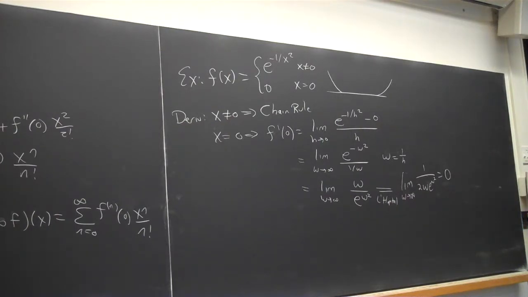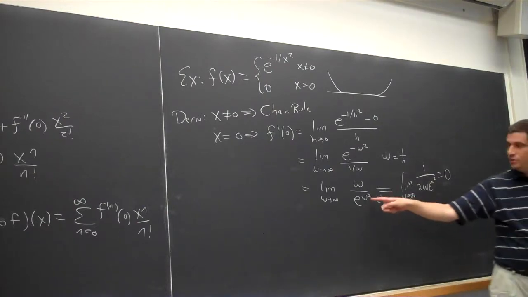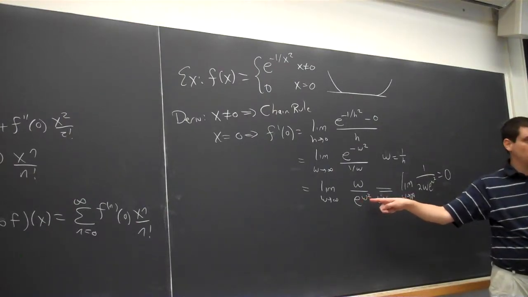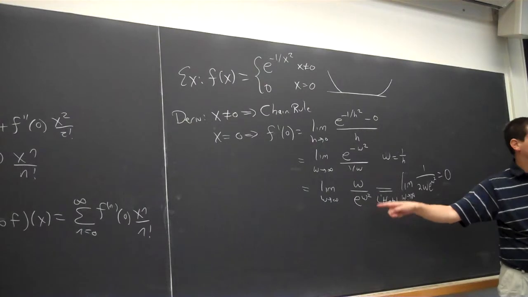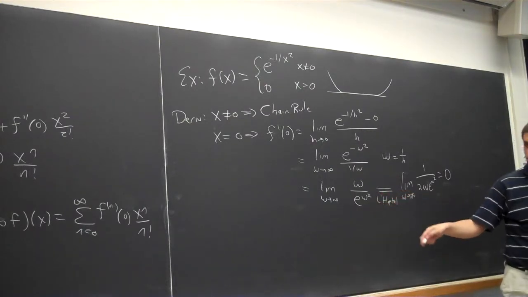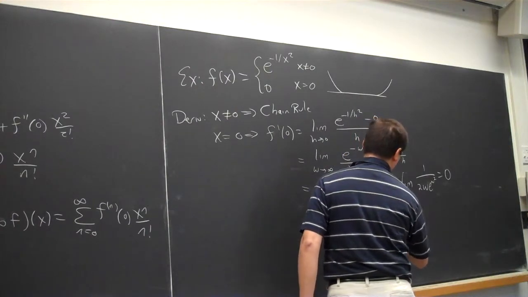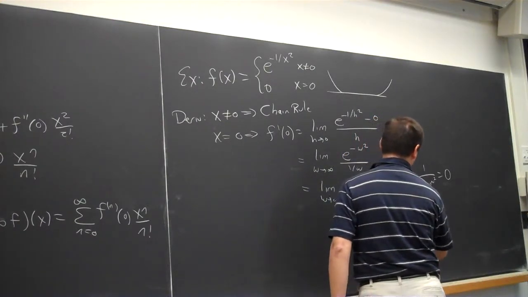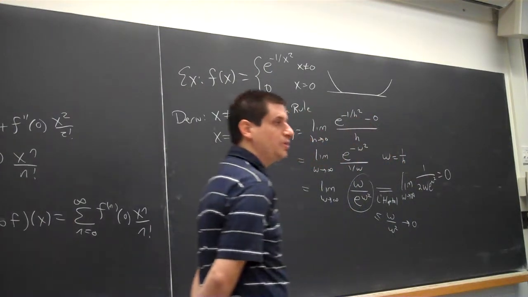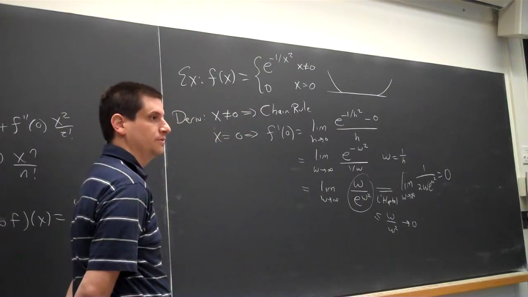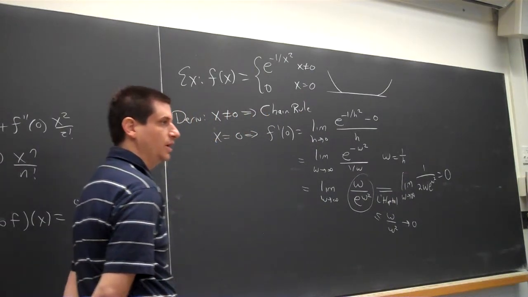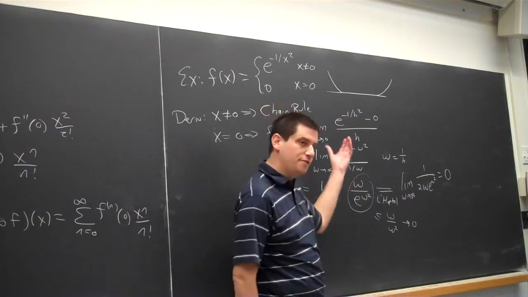We actually don't need to use L'Hopital. Another thing we could do is say, well look, e to the w squared is 1 plus w squared plus dot dot dot. So this expression here is less than or equal to w over w squared, and that goes to 0. So we actually don't need L'Hopital. Okay? So we've shown that the first derivative is 0.